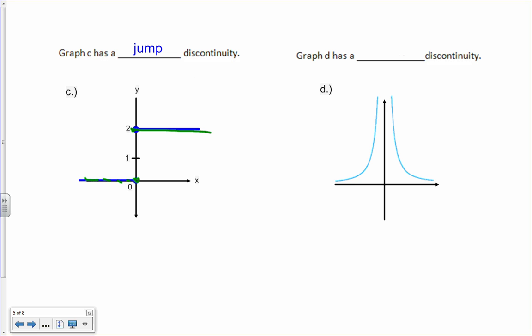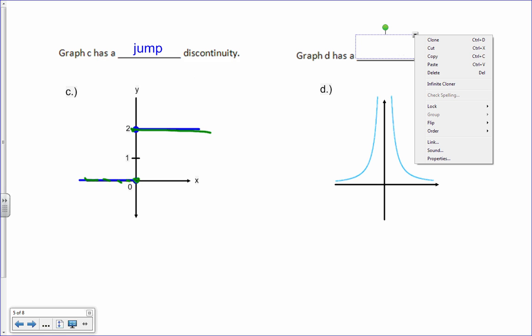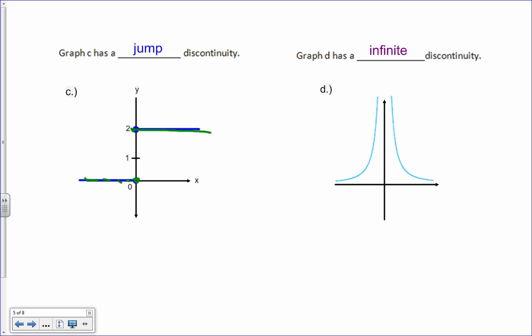And graph D does have a type of discontinuity. You could sometimes maybe call it asymptotic, but we're going to call it infinite. Yes, it is not removable, but then also, depending on what function we had, this particular asymptote we might be looking at is probably not part of the domain, correct? So it would be continuous everywhere on its domain. Okay, so we have to be careful with that.